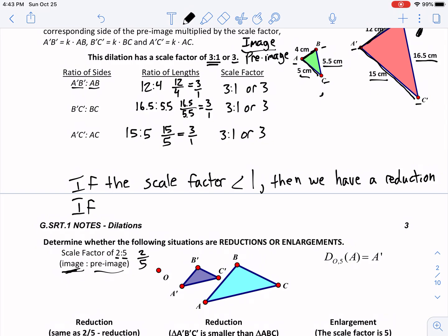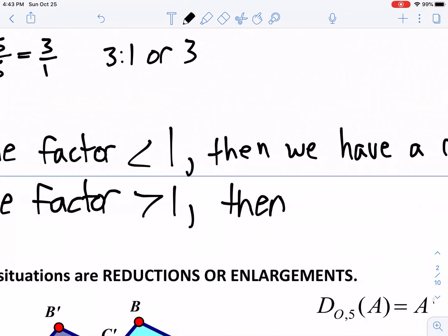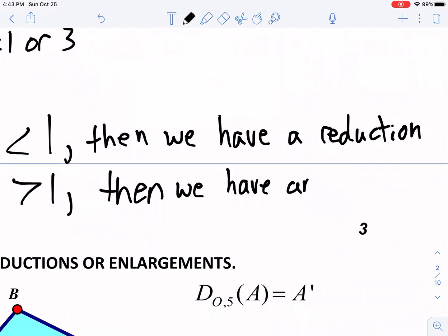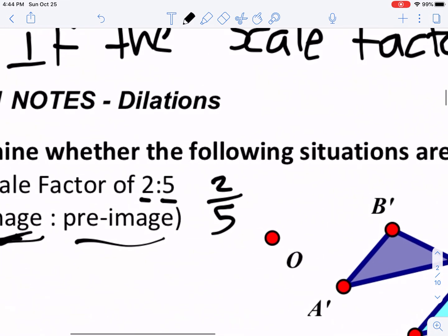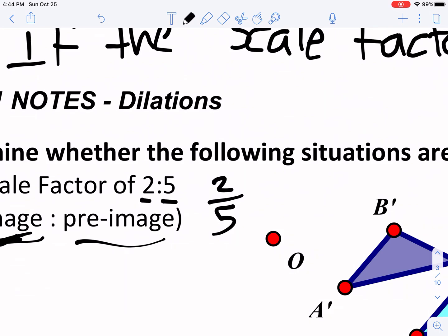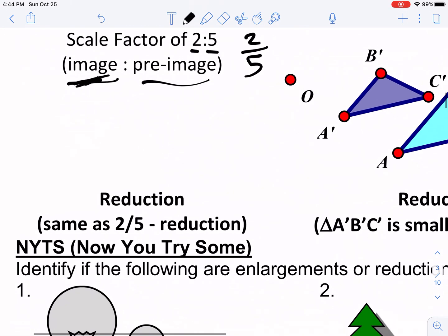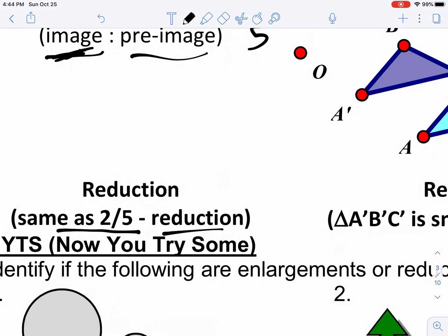If the scale factor, just the number, keep in mind we're talking about that absolute value, is greater than 1, then we have an enlargement. Okay, so we'll use that like in this example here, 2/5, that's less than 1. In other words, it's going to be a reduction, okay, and that's what they say there. Same as 2/5, which is a reduction.